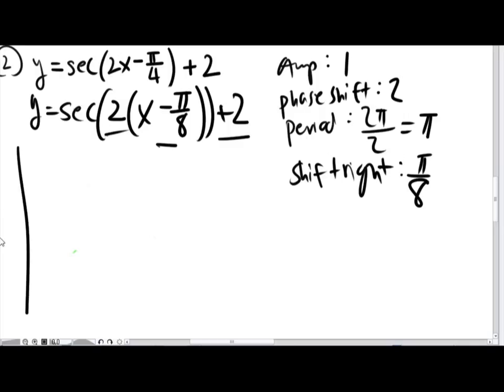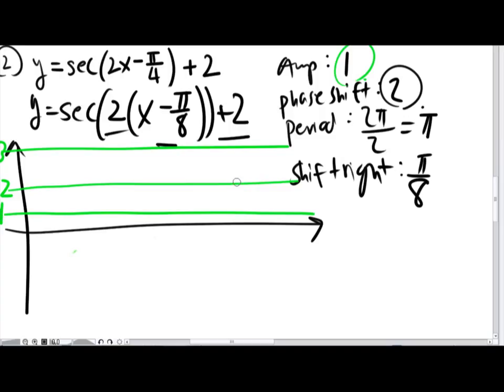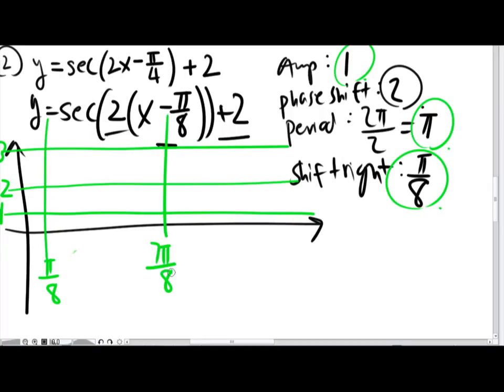So if we put this all onto the graph, then we have phase shift of 2 up. That means we're going to be starting from 2, and then we go up 1 because our amplitude is 1. So that will bring us to 3. Then we go down 1. Then we have a shift to the right of pi over 8, so we're going to start from pi over 8. And then our period is pi, so if we add pi to pi over 8, that will bring us to 9 pi over 8.